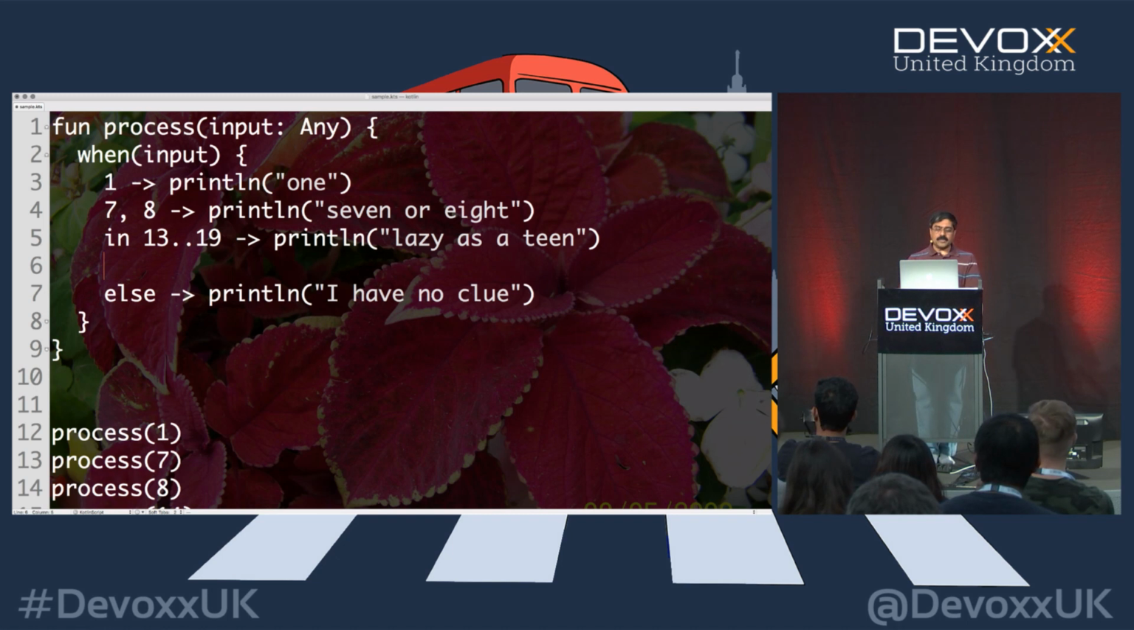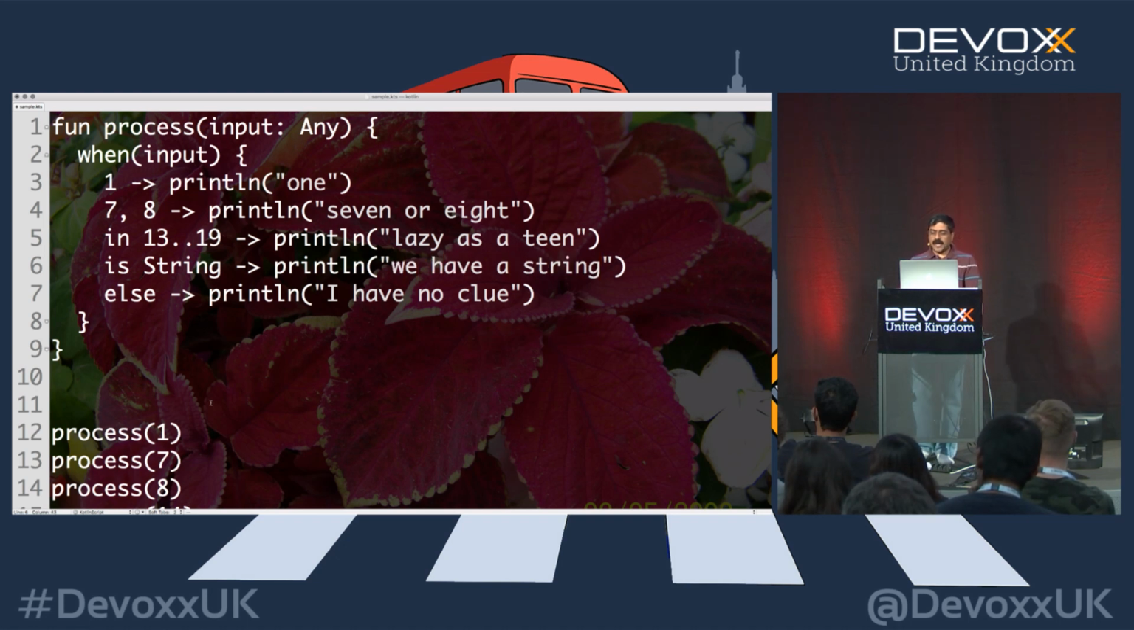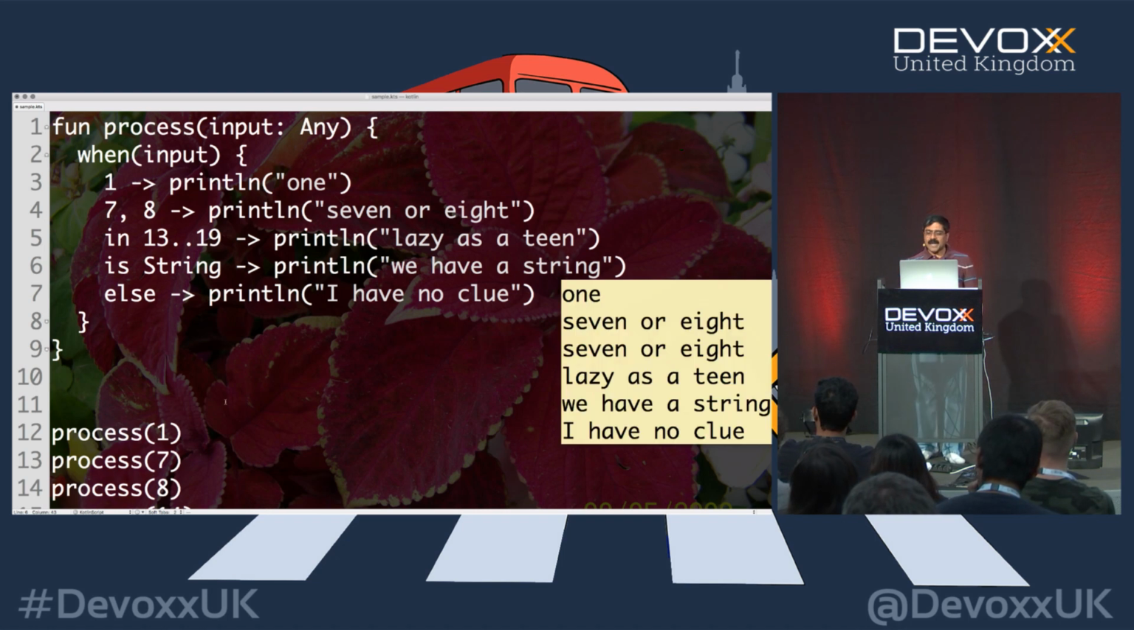But not only can you do that, you can say is string, and then what am I going to do here? Print line, we have a string. So when I execute this code, if the type is a string, we have a string. But wait a minute though, I want to say what the size of the string is.